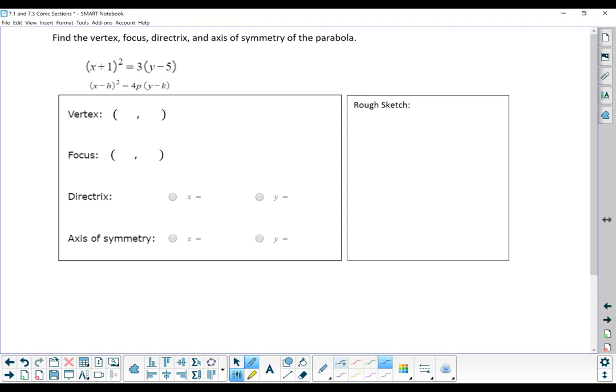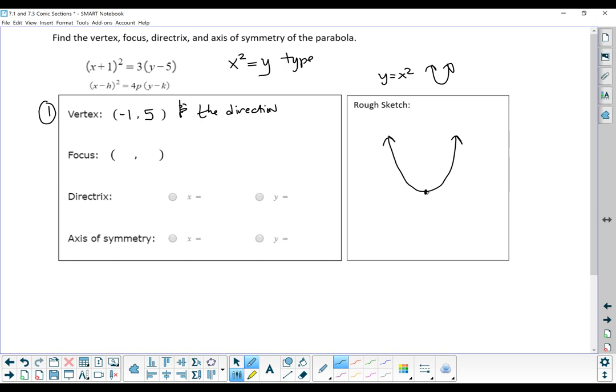Definitely start with your vertex. Vertex is not too difficult. The x value, it's an x plus 1. So the x value of the vertex is -1. And we have a y minus 5 over here. So the y value is 5. So we get that vertex, and then also think about the direction. This is an x squared is equal to y type. So that's just a regular parabola. It's going to open upward. So here's my rough sketch. There's my parabola, and I just figured out that the vertex is at (-1, 5).